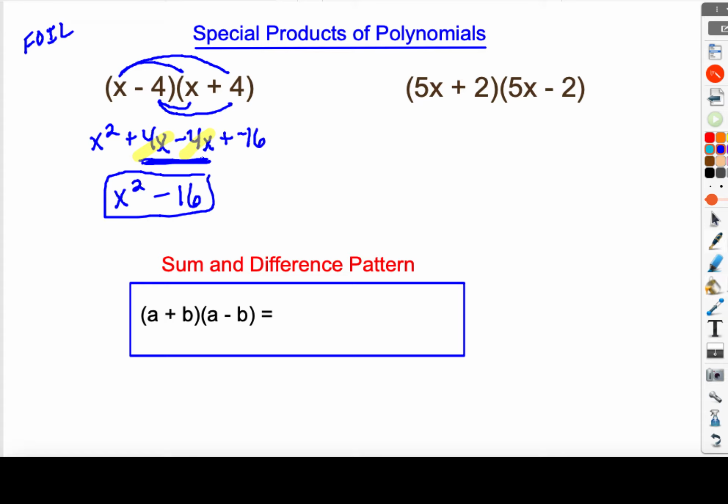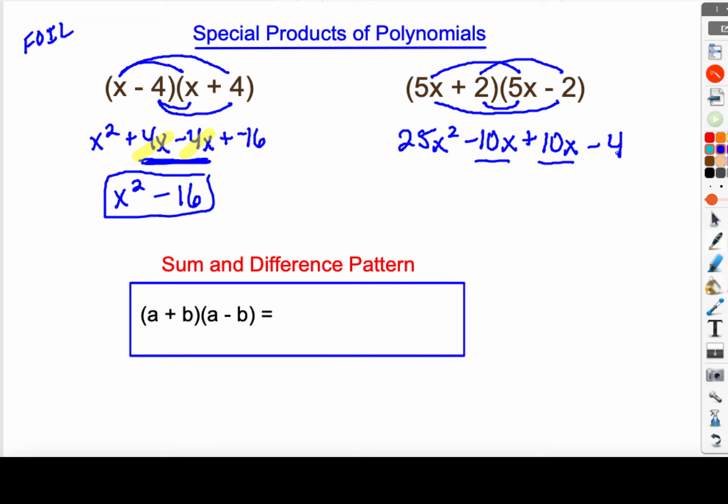Let's see if that happens over here as well. We've got a 5x and another 5x. So notice that first term just ends up being squared, 5 squared and x squared. But then I'm going to get a minus 10x and a plus 10x because we had 2's and 5's together. We had a 5x and a 5x, a 2 and a 2, but one was plus, one was minus. We're going to get that minus 10 plus 10. And then finally, don't forget the last term, we get a minus 4.